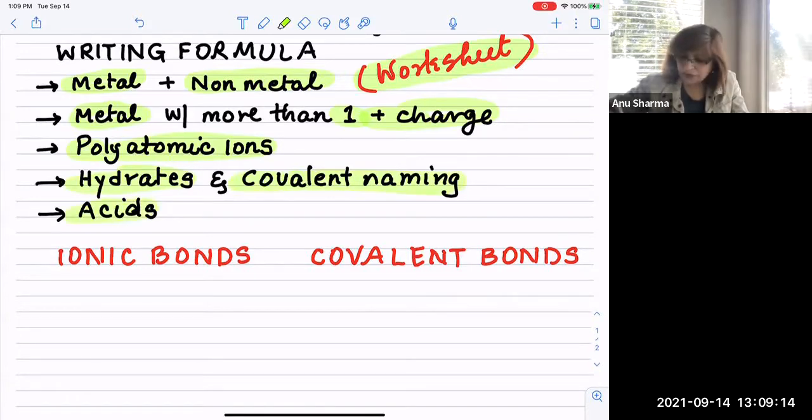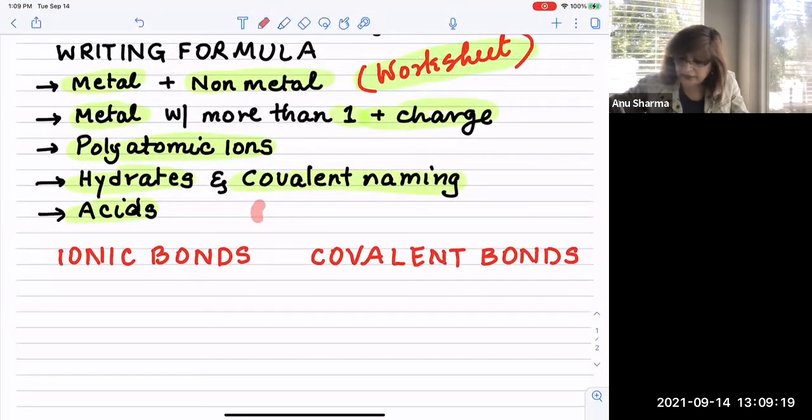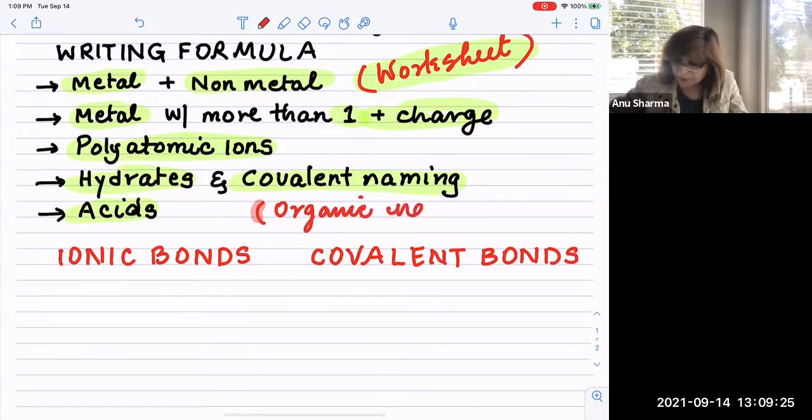And you can leave out, I'm going to just put it here in the worksheet, the organic compounds. Organic naming is optional. If there is time, we will cover it. Otherwise, we will leave it.